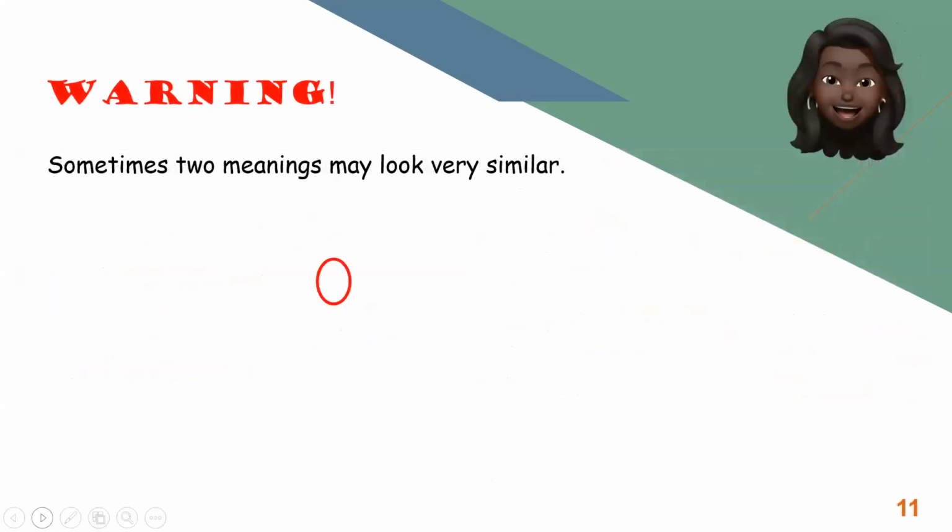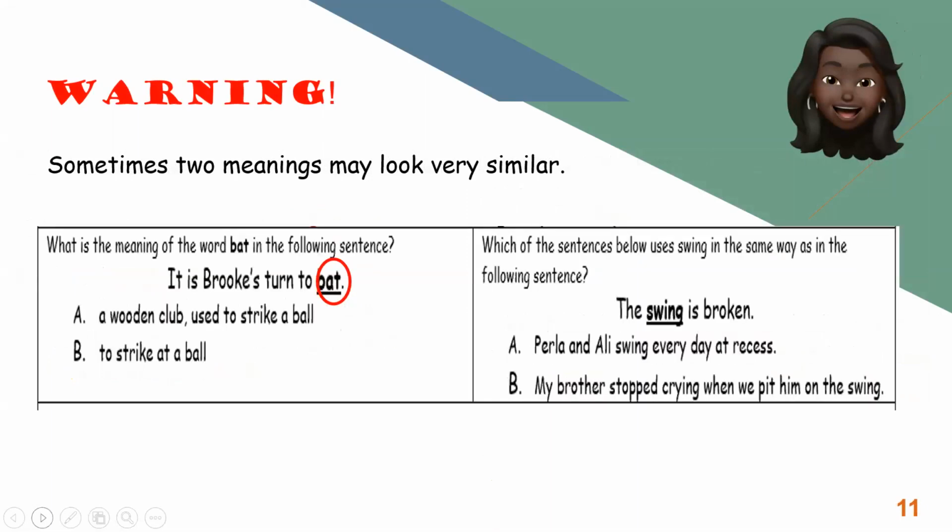Warning, sometimes two meanings may look very similar. What is the meaning of the word bat in the following sentence? It is Brooke's turn to bat. Bat in this case is a verb. It's being used as an action. In answer choice A, wooden club used to strike a ball. This is a noun. B, to strike at a ball. This is a verb. We know that the answer is B. They are both being used as verbs.